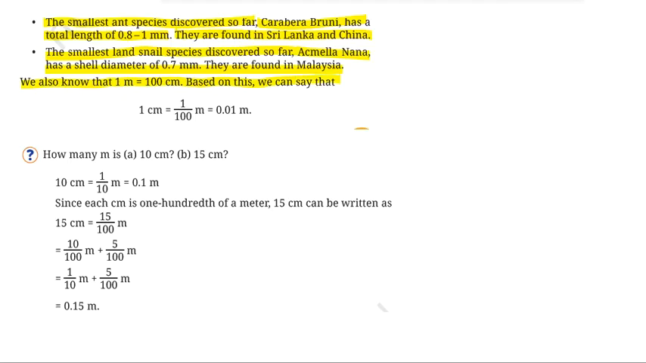Based on this, we can say that 1 centimeter will be equal to 1 over 100 meters or 0.01 meters. So as we got to know that 1 millimeter is equal to 0.1 centimeters, similarly 1 centimeter is equal to 0.01 meters. तो यहाँ पे जो रिलेशनशिप है वो क्या है, 1 सेंटीमीटर इज इक्वल्स टू 10 मिलीमीटर्स, और यहाँ पे जो रिलेशनशिप है वो क्या है कि 1 मीटर्स इज इक्वल्स टू 100 सेंटीमीटर्स.